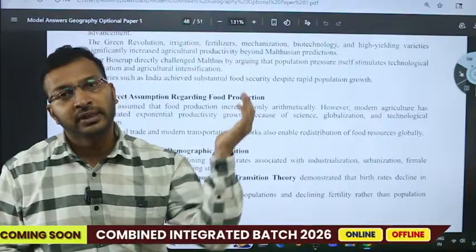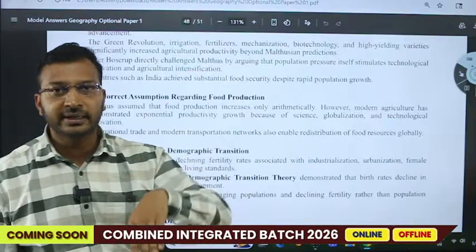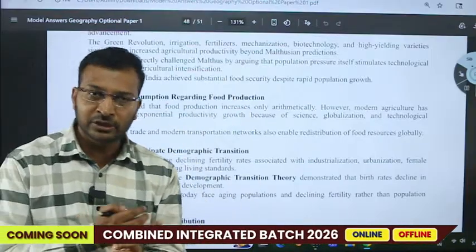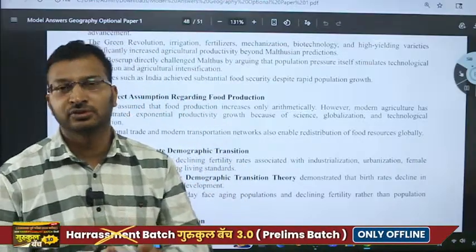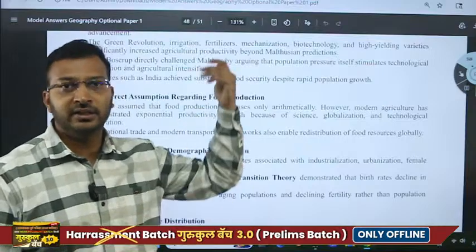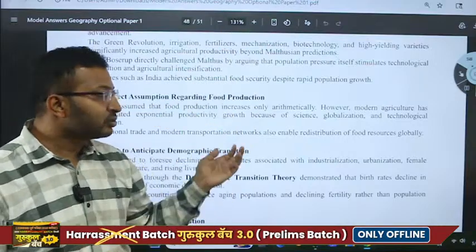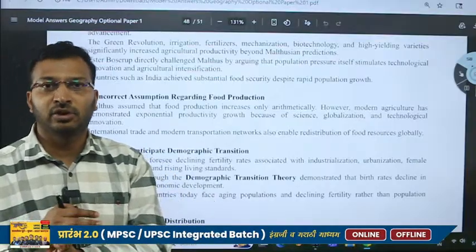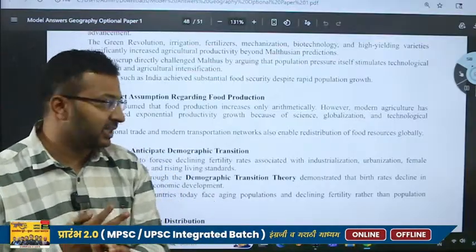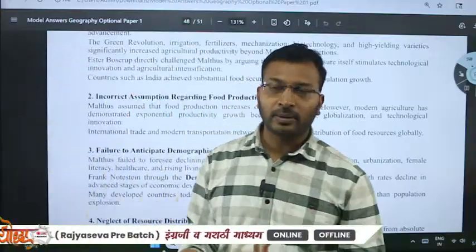So what do we do? We immediately import. The majority of the population in India is vegetarian. For proteins we require pulses, so we import pulses from African countries, we import pulses from Canada. So we ensure immediate availability so that the population does not suffer because of food scarcity. He didn't talk about this as well.